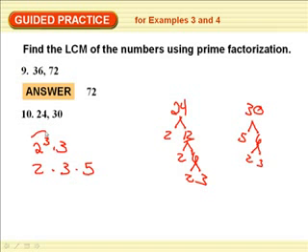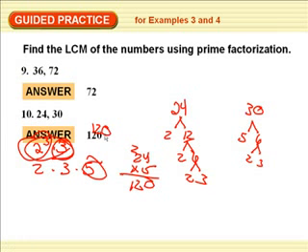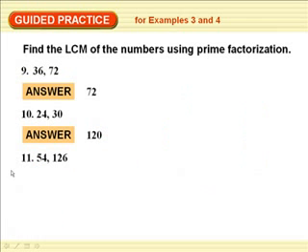Okay, so the biggest 2 is 2 to the third. There's 1 3 for a tie and 1 5. I know this is equal to 24. 24 times 5. 120 is the least common multiple. Well, they have us practice these, don't they?